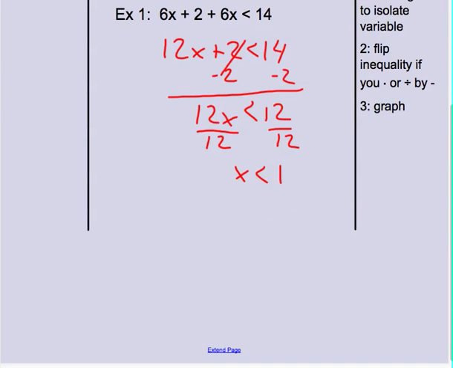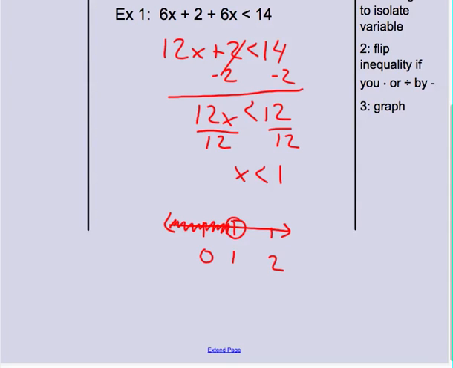Because an inequality has more than one solution, we want to show all of those solutions on a number line. So we put our solution in the middle of the number line, open circle for just less than or greater than, and x is less than 1, so I'm going to shade to the left.